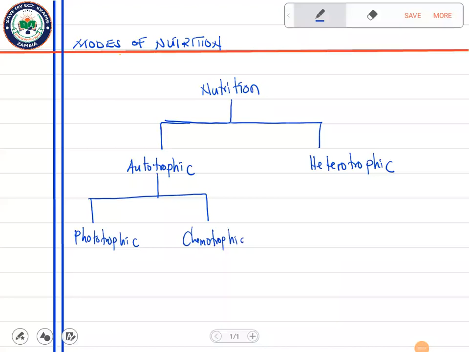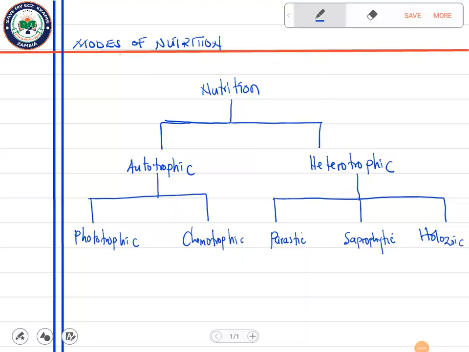All right. Then heterotrophic nutrition is further broken down into three. And the first one is parasitic. The second one is saprophytic. And the third one is holozoic.